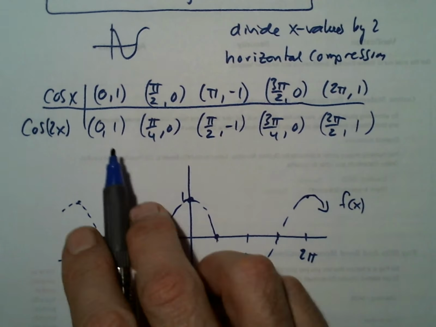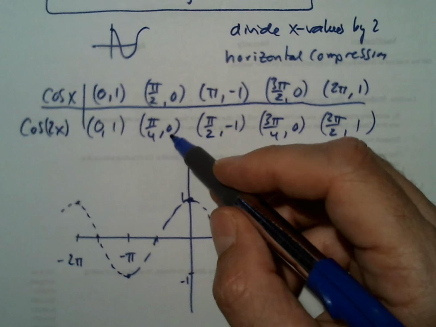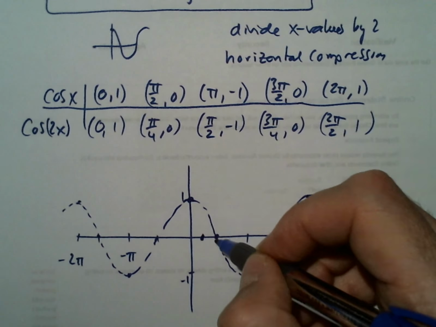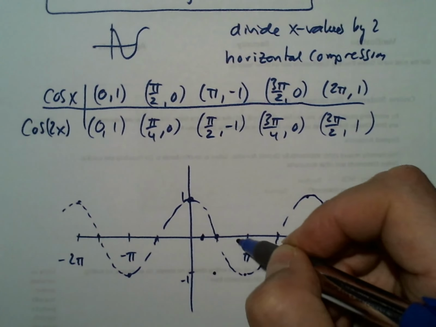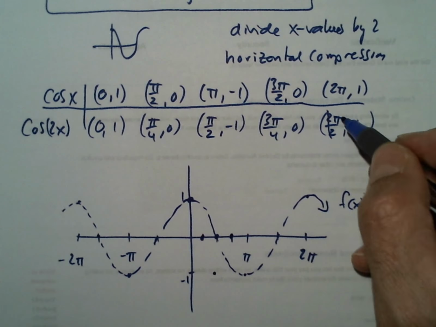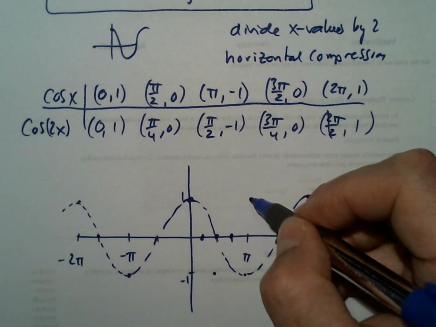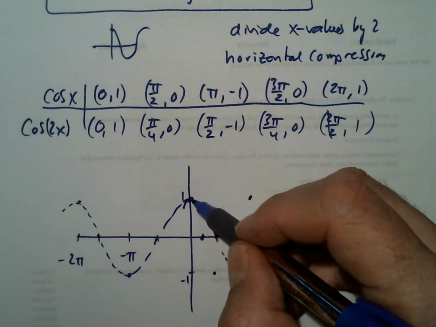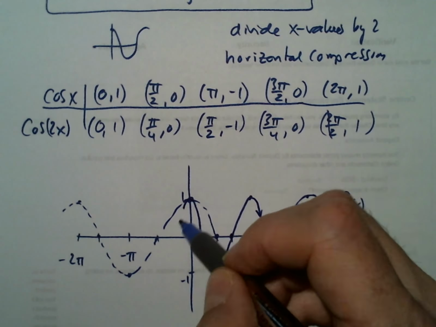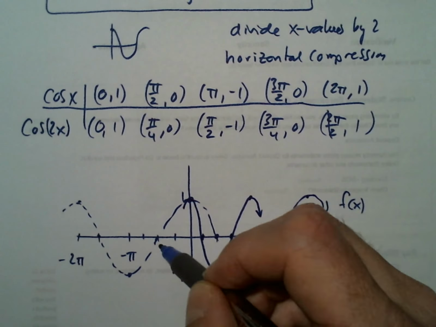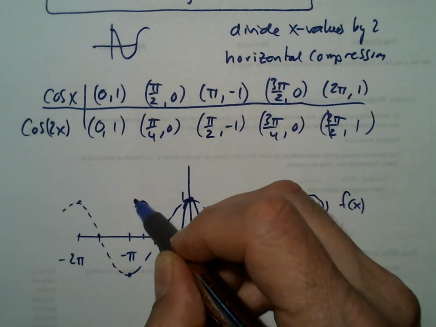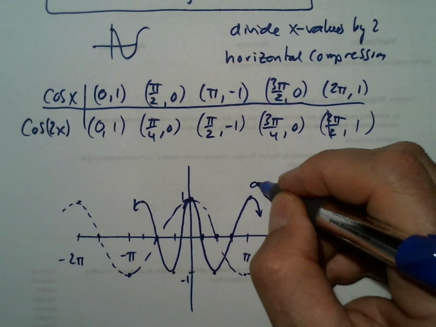And then we'll look at 0, 1, pi over 4, 0. So 0, 1, now we have to go to pi over 4, 0, pi over 2, negative 1, and 3 pi over 4, 0, and then pi, 1. And that is the compression. We can see it being compressed, g of x.